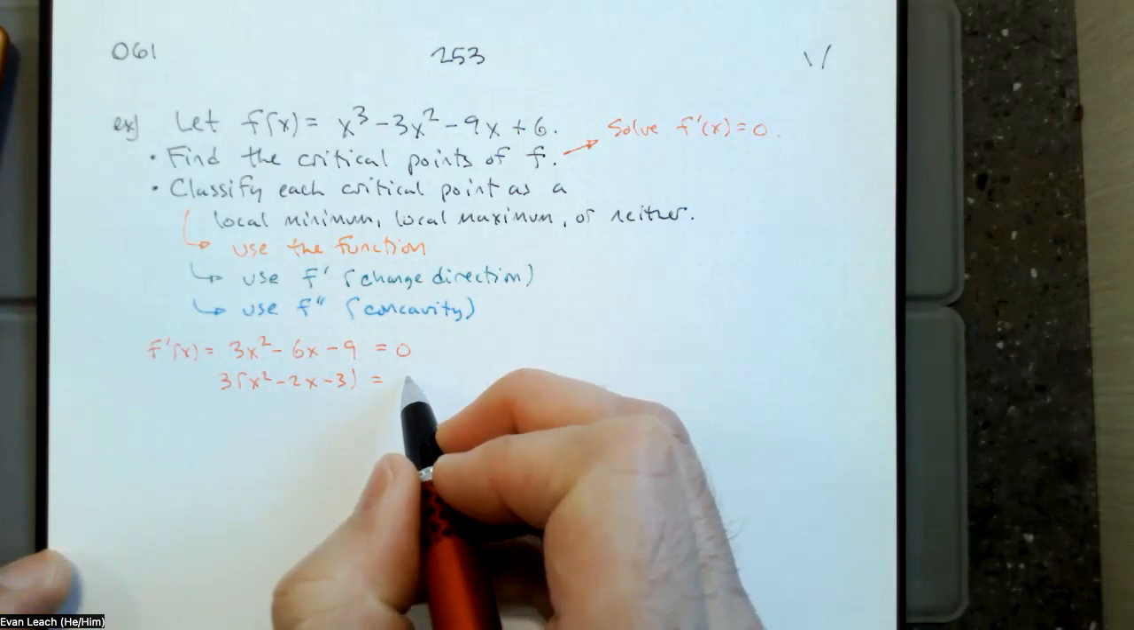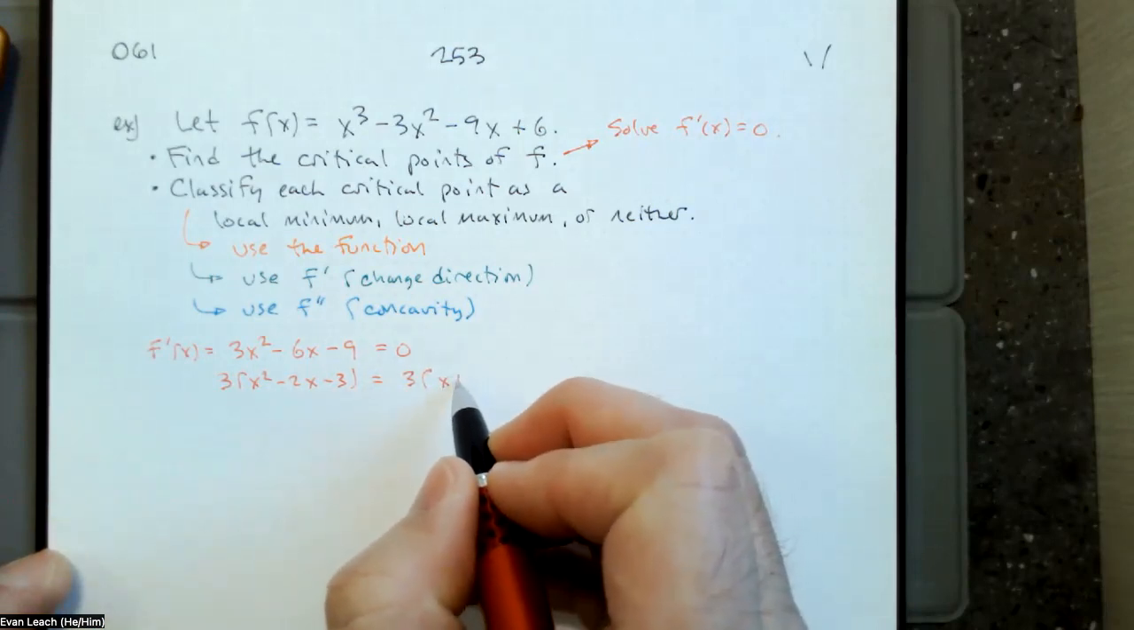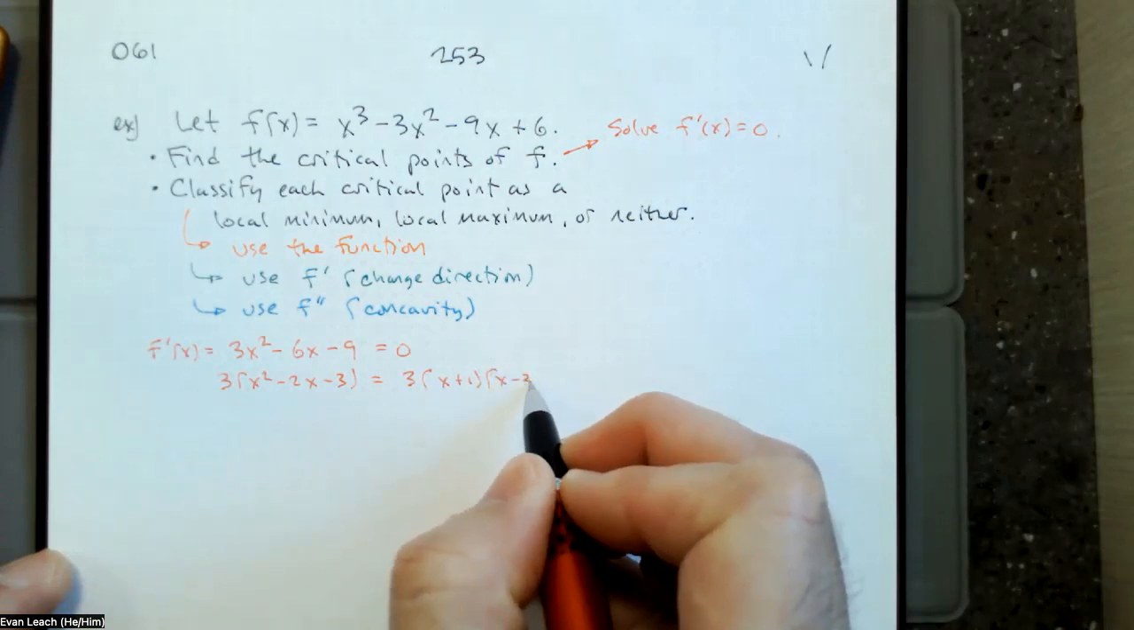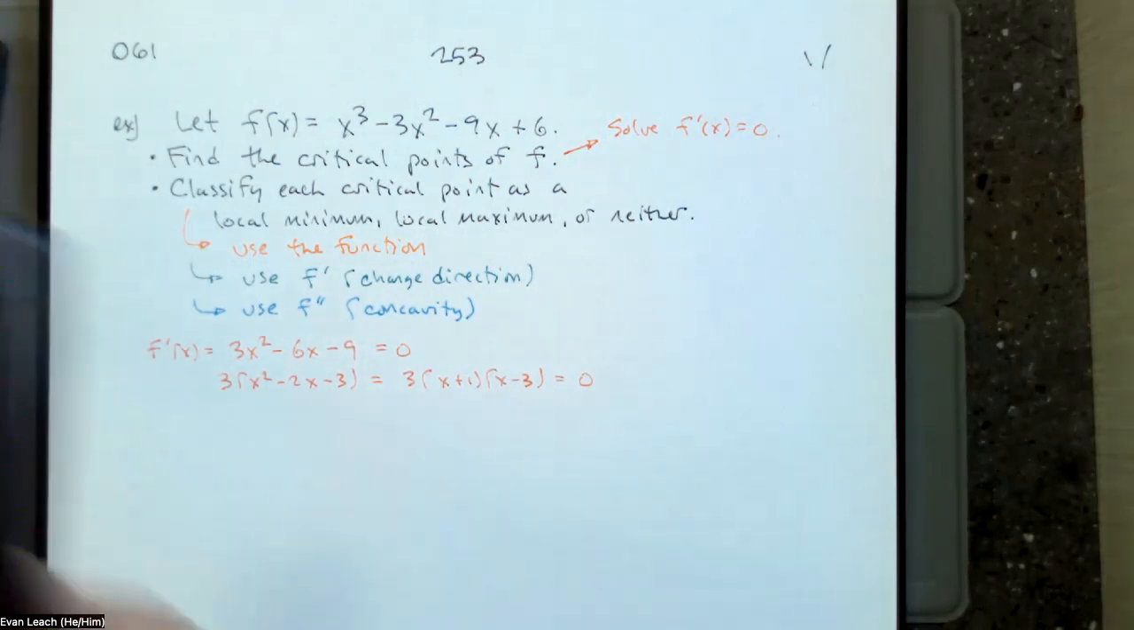And the quadratic part factors out. So we get x plus 1 and x minus 3 equals 0. So there's our first derivative. We set it equal to 0 and solve. And we find our two critical points are at -1 and 3. So we got two critical points.